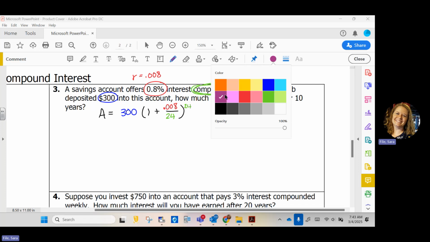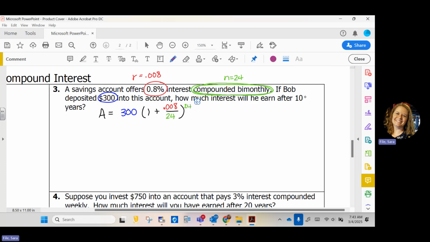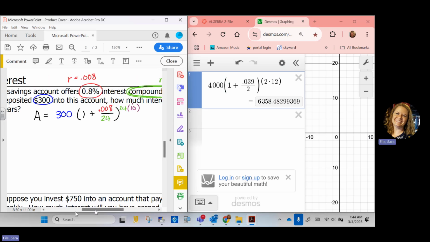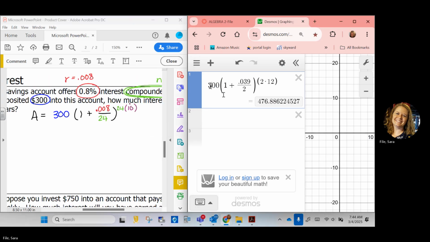And they want to know how much will be in here after 10 years. So 10 is my time. Okay, plug this one in. So 300 initial amount, 0.008 as my rate. 24 times a year is how often it's compounded. And so after 10 years, this will be up to $324.98. You made $24, almost $25 in 10 years.